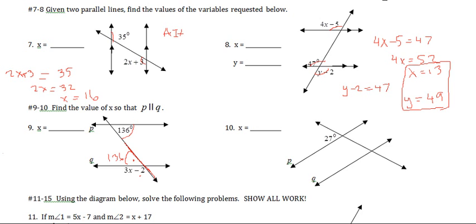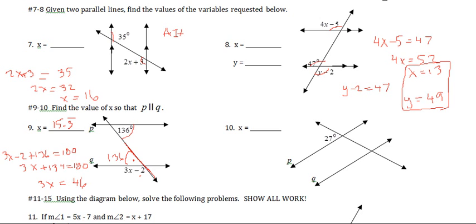So for x, I have 3x minus 2 plus 136 equals 180. They are supplementary, which means that 3x plus 134 equals 180, which is going to give me 3x equals 180 minus 134, which is 46. And 46 divided by 3, this does not come out evenly. Looks like it's 15.3 repeating. Not great on that one.